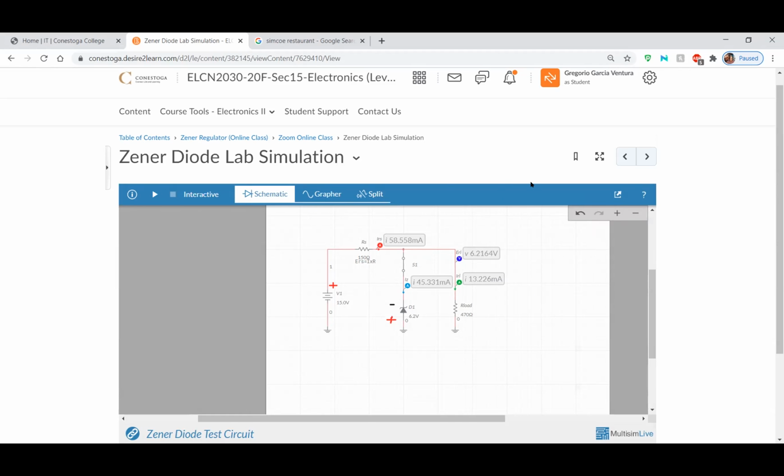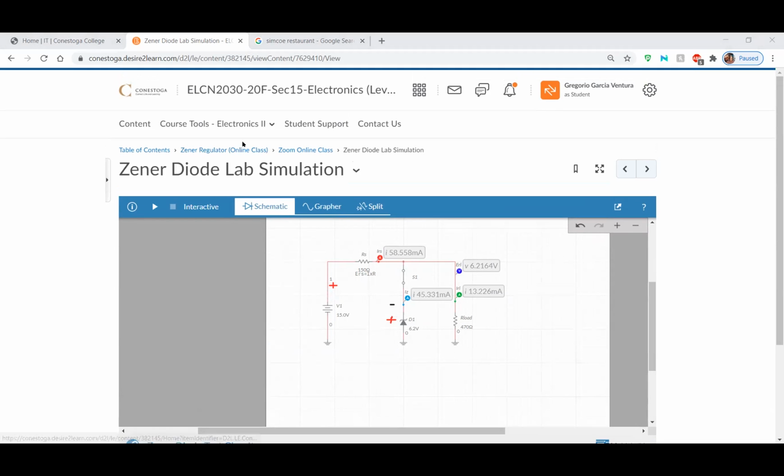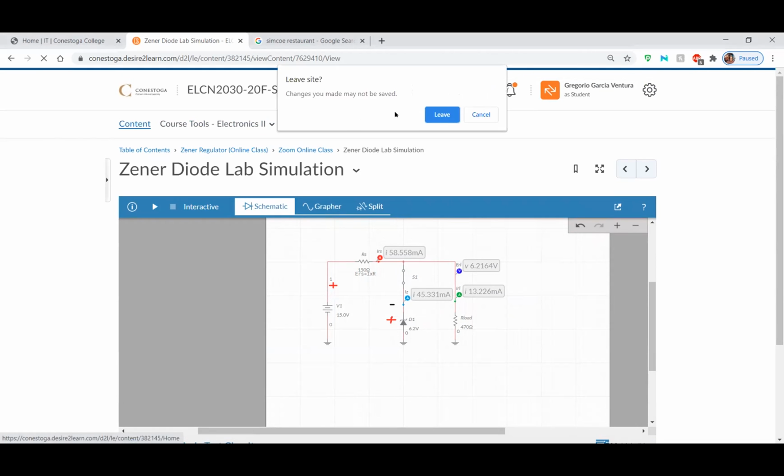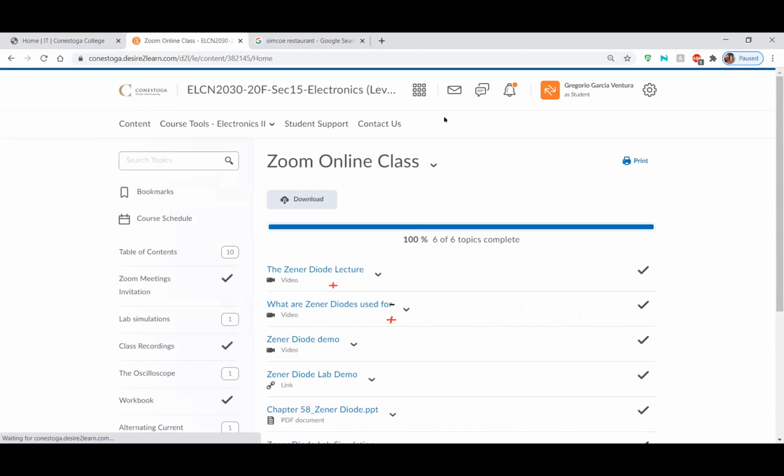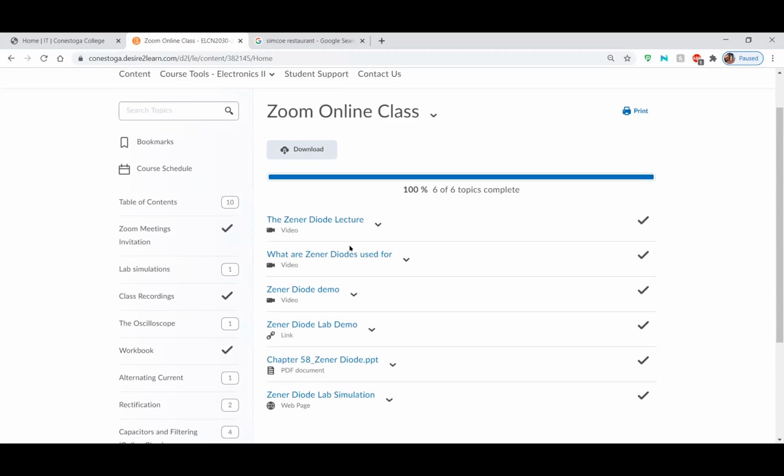Okay, guys, if you don't have any questions, then I'm going to leave this topic for now. What I want you to concentrate on, please, is to go back to the simulations and take a look at them so you can have a clear idea of how the Zener diode works, in case you are still confused about it.